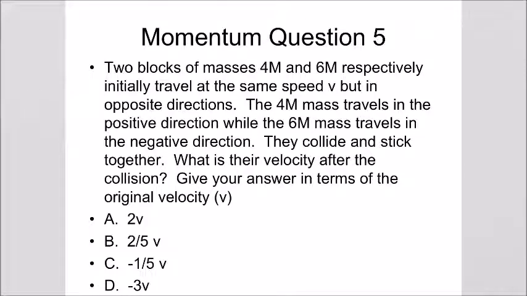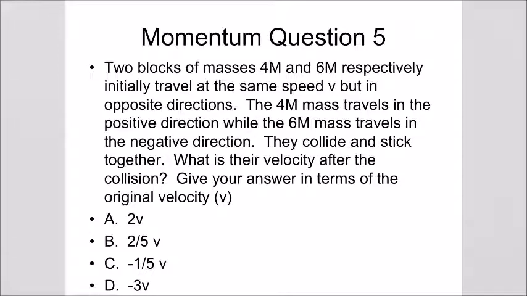Two blocks of masses 4m and 6m respectively initially travel at the same speed v but in opposite directions. The 4m mass travels in the positive direction while the 6m mass travels in the negative direction. They collide and stick together. What is their velocity after the collision? Give your answers in terms of the original velocity v.